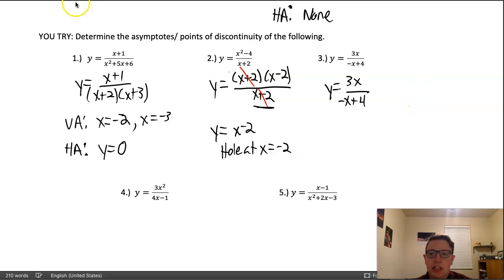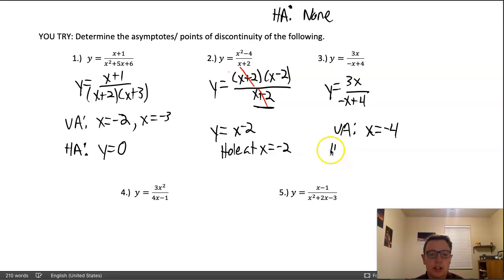Okay. Do we have any holes? Do we have anything we can cancel out in the top and bottom? No. So we move on to vertical asymptotes. Where's the vertical asymptote going to be? The vertical asymptote will be whatever makes the denominator 0. So what makes it 0 is if x is 4. Right? If x is 4, we'll get negative 4 plus 4, or we'll get 0.